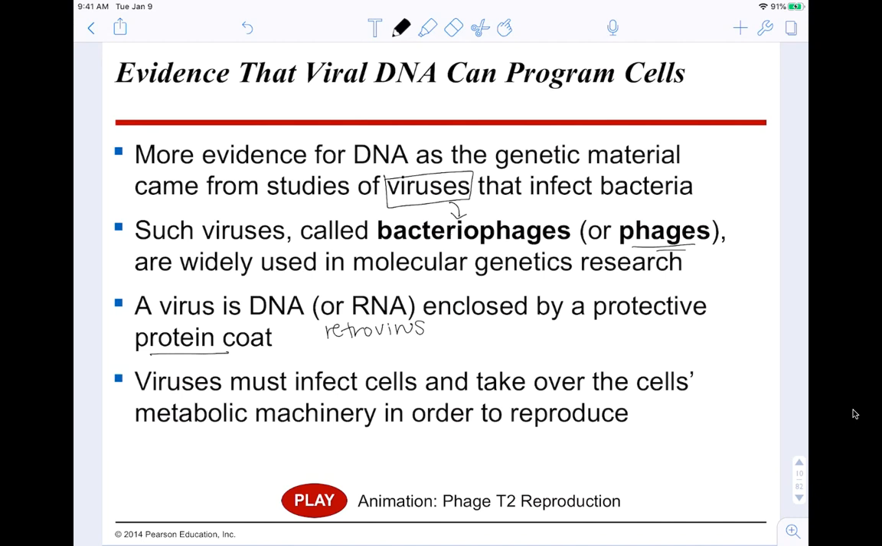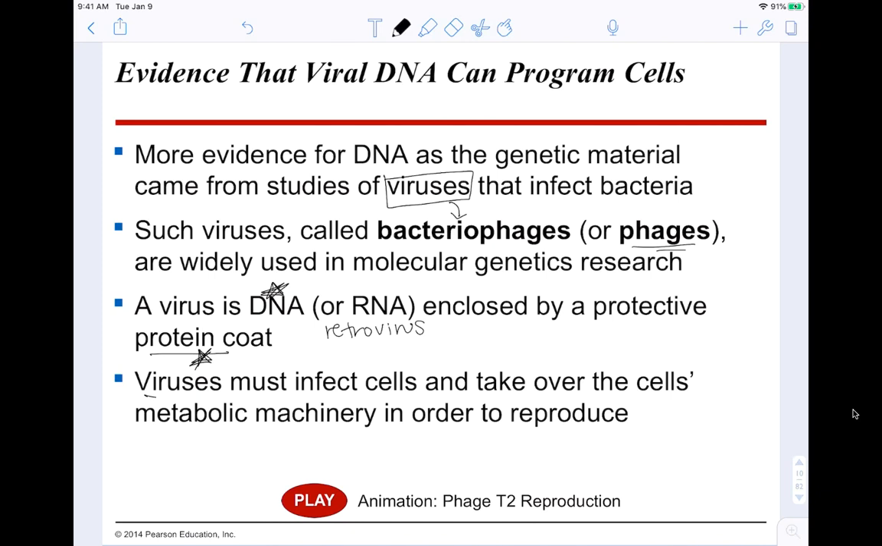We have DNA and we have protein, and that's it for a virus. So if we're trying to figure out which one of these things is the genetic code, it's good to work with something that only has DNA and protein. That makes a lot of sense. Okay. So the viruses must infect cells and take over the cell's metabolic machinery in order to reproduce.